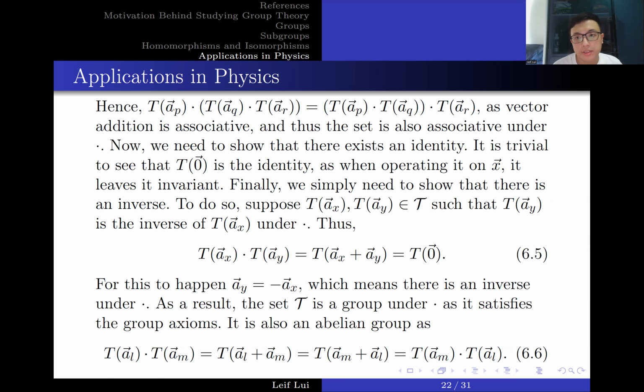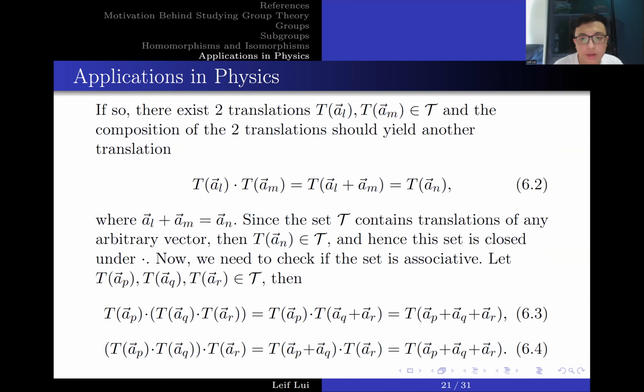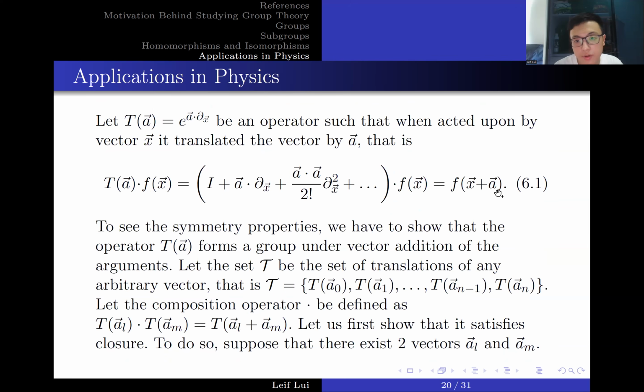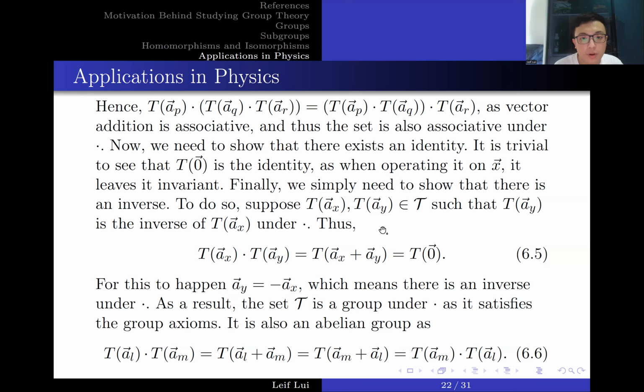So now we need to show that there exists an identity, and it is trivial to see that T of the zero vector is the identity. Let us look back at the definition. If a is equal to the zero vector, it basically means T acting upon f(x) is just equal to f(x). So T(0) must be the identity because it leaves f(x) invariant.